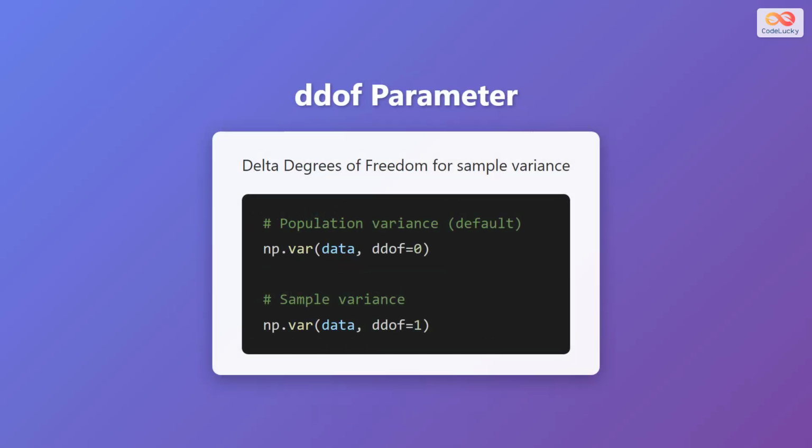The ddof parameter stands for delta degrees of freedom. By default, ddof equals 0, which calculates population variance. If you're working with a sample and want sample variance, set ddof equals 1. This adjusts the denominator in the variance formula from n to n-1, providing an unbiased estimate for sample data. Understanding this distinction is important for statistical analysis.